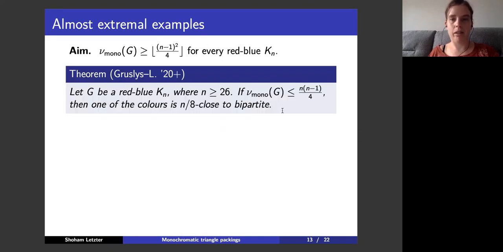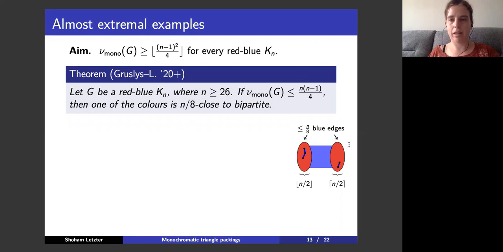So it might be a good idea to try to characterize things whose packing number lies below n times n minus 1 over 4. And this is indeed what we do here. So again, if G is a red-blue K_n with n not too small, and its packing number is at most n times n minus 1 over 4, then we claim that one of the colors is n over 8 close to bipartite, which means that I can remove up to n over 8 edges and make one of the colors bipartite. Okay, so let's see where this n over 8 comes from.